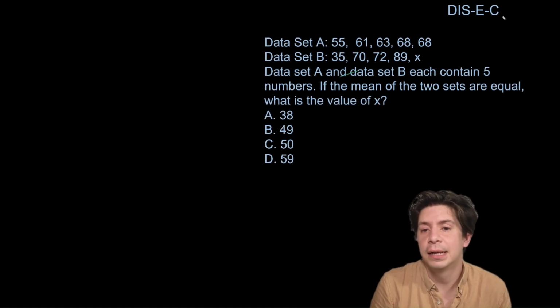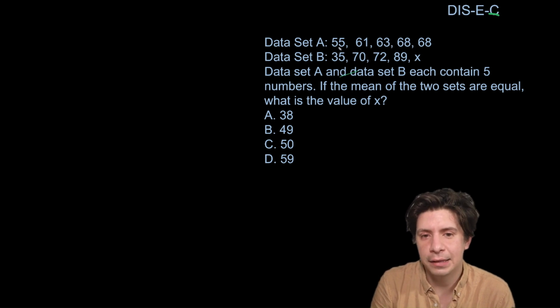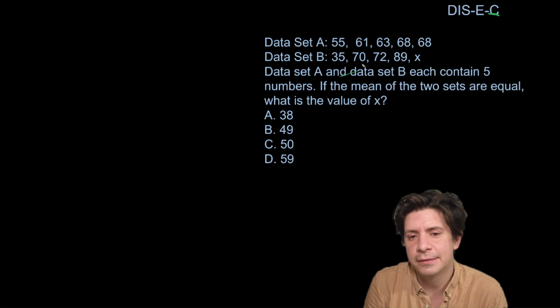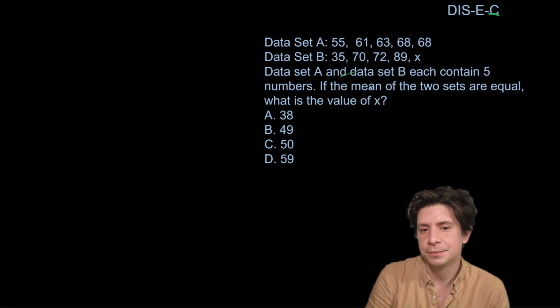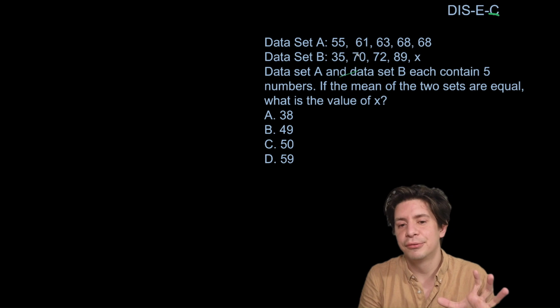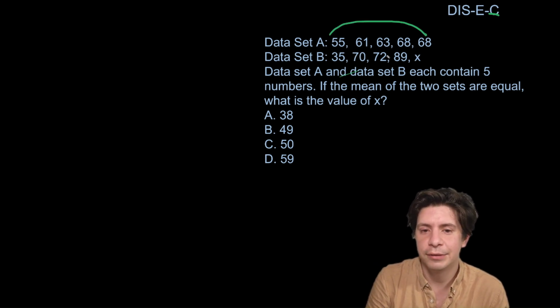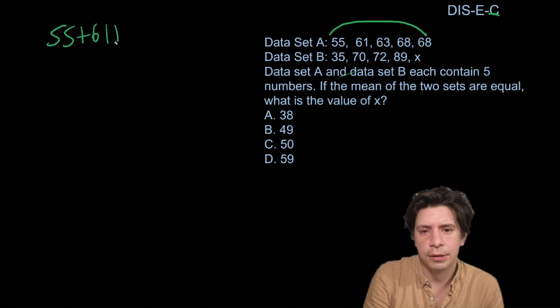Okay, so now we're on category C within the easy level. So we have data set A, 55, 61, 63, 68, 68. Data set B, 35, 70, 72, 89, X. Data set A and data set B each contain 5 numbers. If the mean of the two sets are equal, what is the value of X? So if the mean is equal and they both have the same number of numbers, then that means the sum is equal. So let's find the sum for A and see what X has to be to make the sum for B the same. So 55 plus 61 plus 63 plus 68 plus 68.